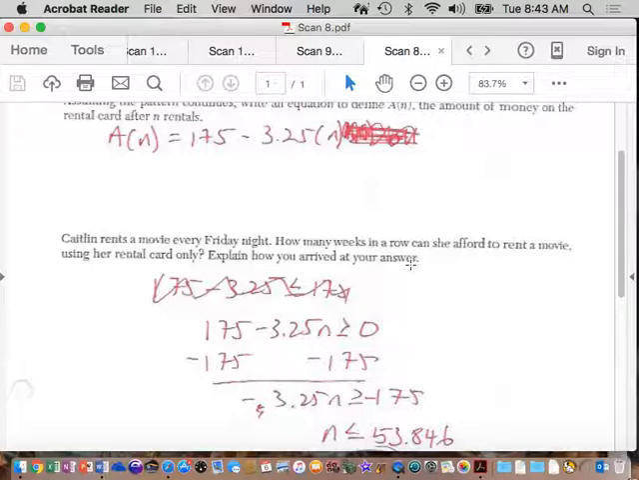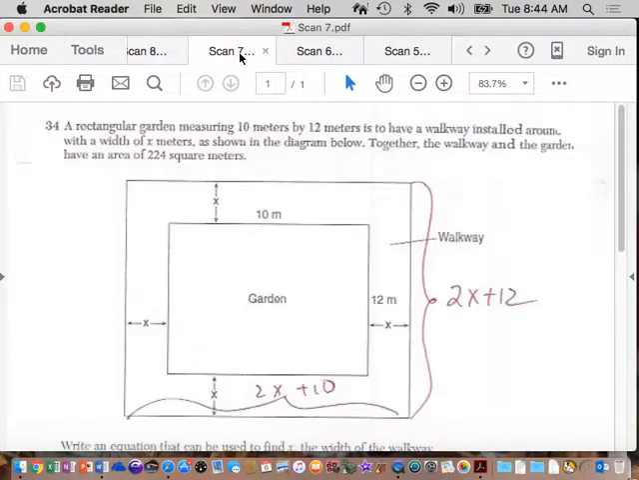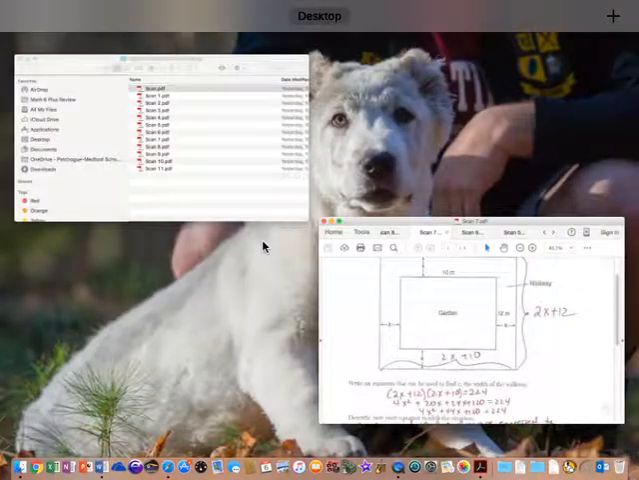So you look at your work and you decide, is it clueless, is it perfect, is it mostly wrong, is it mostly right, is it about half and half? And then give yourself the correct amount of points, 8 points for the whole problem. Okay? Now, let's go back to the next one. The walkway problem. It says to write an equation.